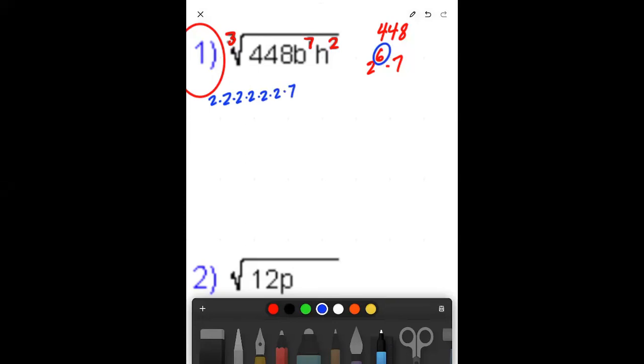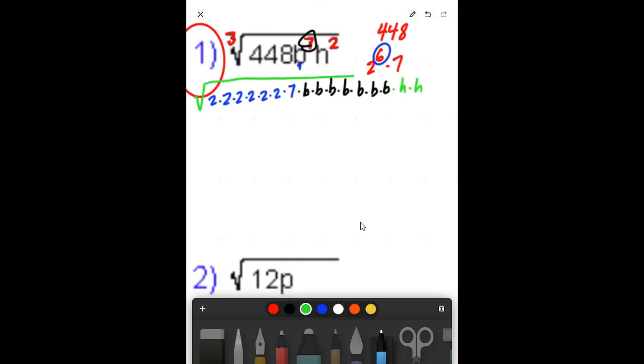Now, what I'm going to do is the same thing with this b. I'm going to write that as 1, 2, 3, 4, 5, 6, 7. All right. So now I've taken care of that. And then let's do the h's. There's 2. It's h squared, so it's going to be h times h.